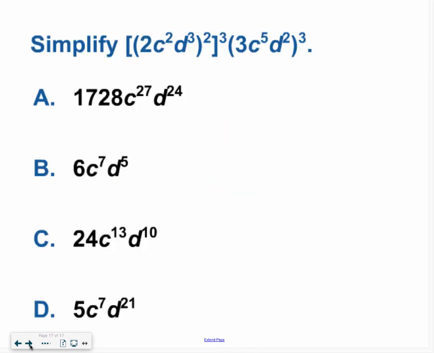Go ahead and try to simplify this last problem on your own, see how you do. Hopefully you ended up with 1,728 c to the 27th power, d to the 24th power. If you have any questions on that at all, please be sure to ask for some help.